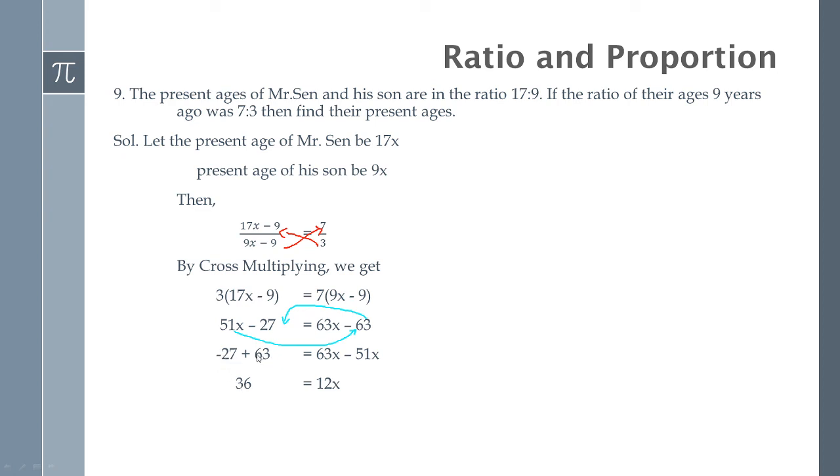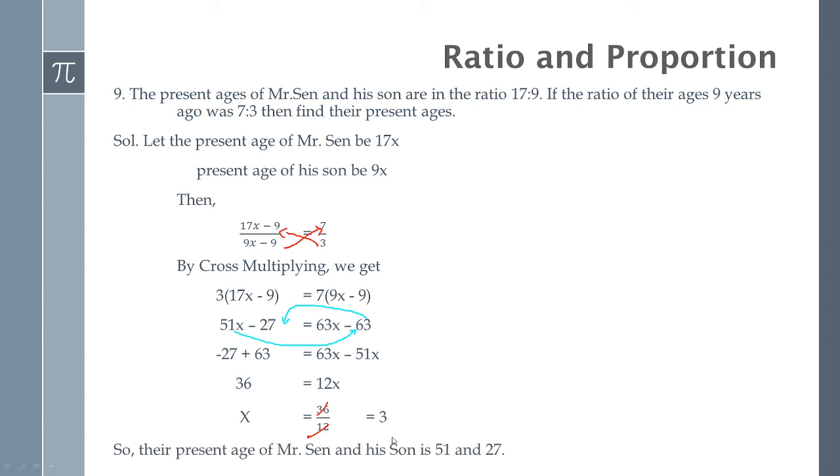Which is the biggest number? 63, the positive value. That's the reason 36 is equal to 63x minus 51x. 63 minus 51 is nothing but 12. So which is the biggest number here? 63 is the biggest number. That's the reason it says 12x. So x is equal to 36 by 12 is equal to 3. 12 ones are 12, 12 threes are 36.